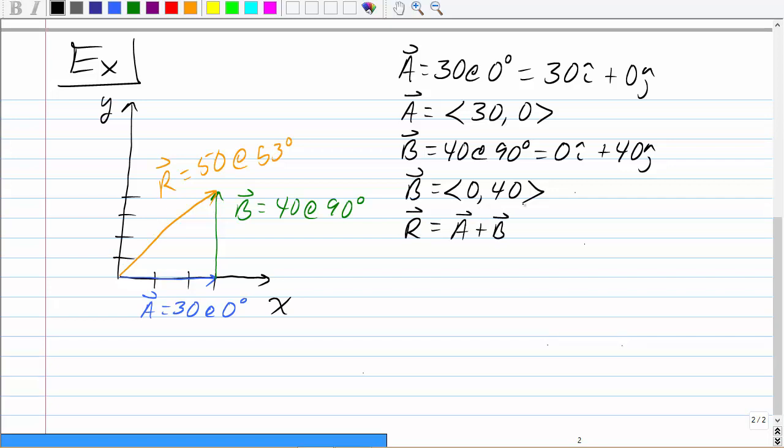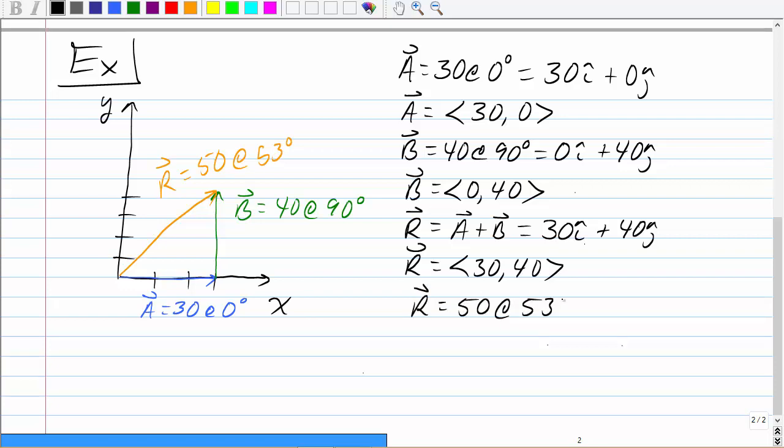Now we can find the resultant, the addition of vector A and vector B, by simply adding all the i components and the j components. We can also write it using brackets. And we can also use units and degrees.